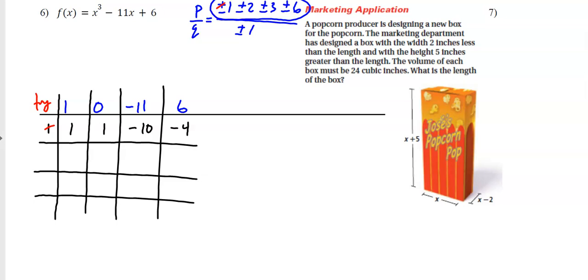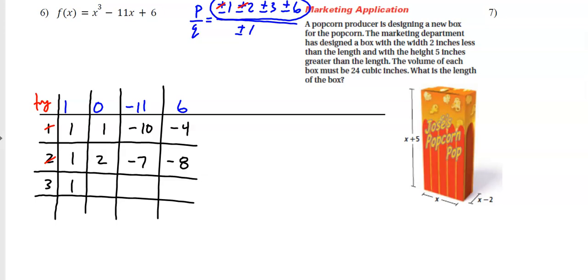So I could either try negative 1 or I could try 2. I don't know, I'm just going to go to 2. Slide the 1 down, 2 times 1 is 2, added to 0. 2 times 2 is 4, added to negative 11, that's negative 7. 2 times negative 7 is negative 14, added to 6, that's negative 8. Well, that didn't work. So positive 2 is gone. Let's try 3.